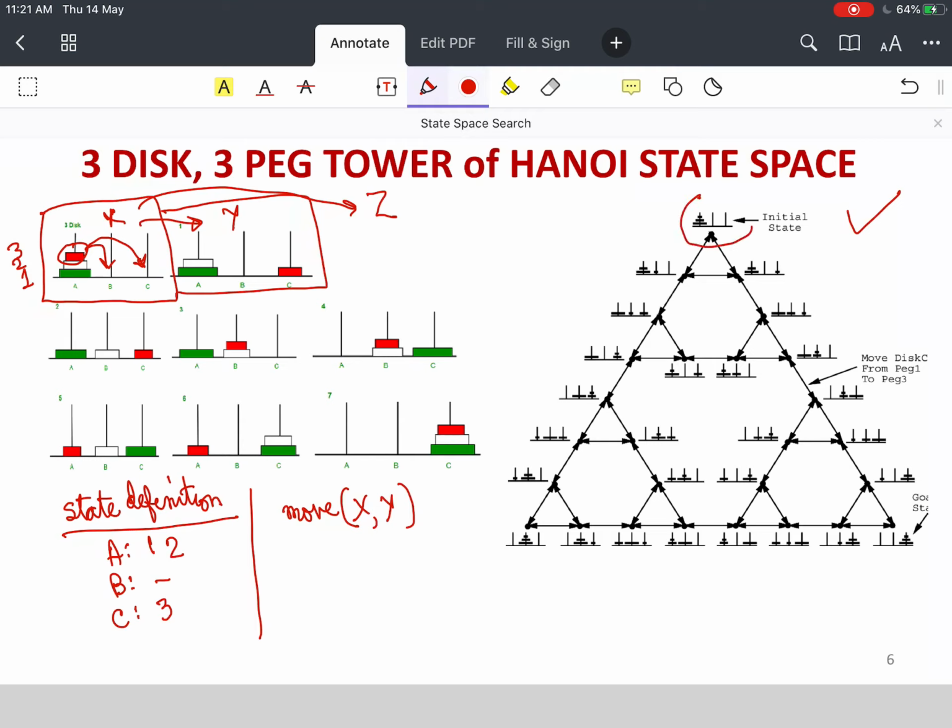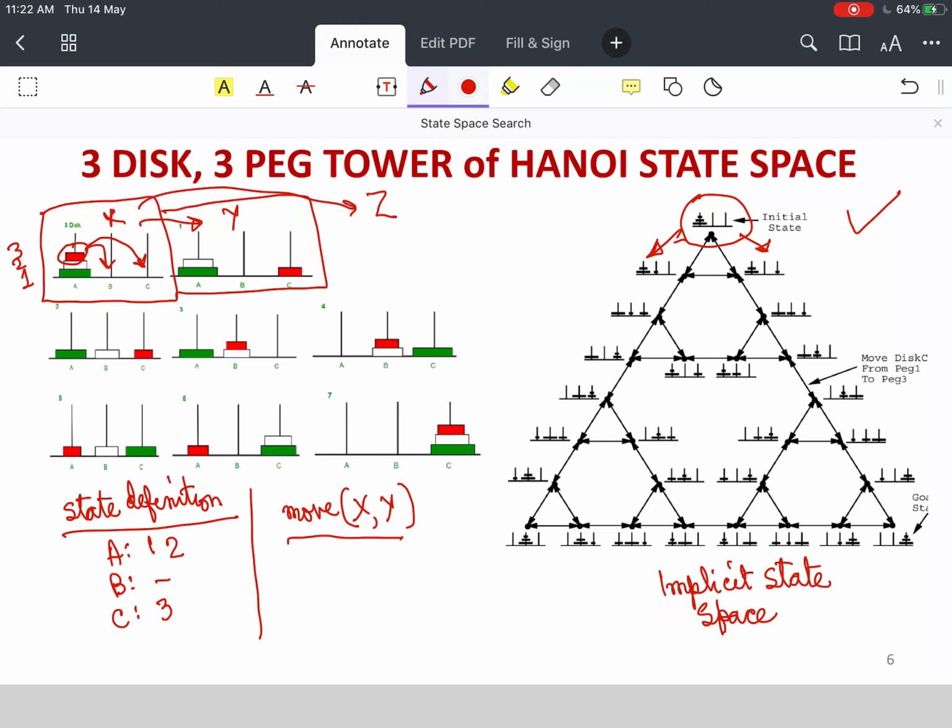For example, here we see this is our initial configuration as X. Here we move the smallest disk from peg A to peg B. Here we move it to peg C. Similarly, the valid moves create this implicit state space, which is created out of the state transformation rules mentioned in this move operator.